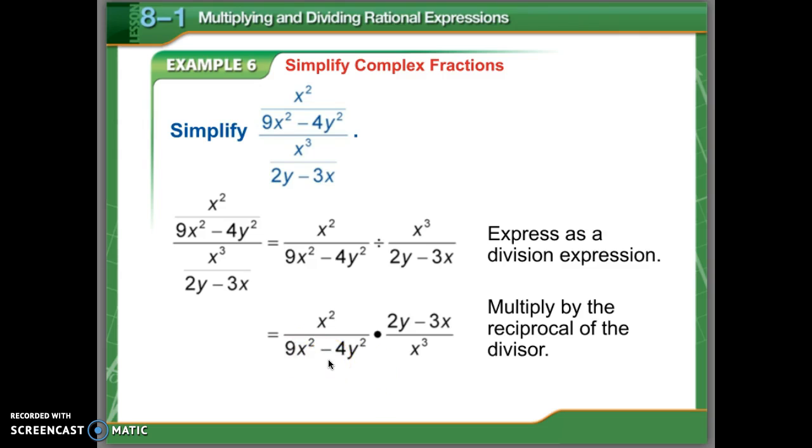What I hope you notice is that 9 is a perfect square and 4 is a perfect square. So this is a difference of squares. This thing is going to factor this right here into 3x plus 2y times 3x minus 2y.